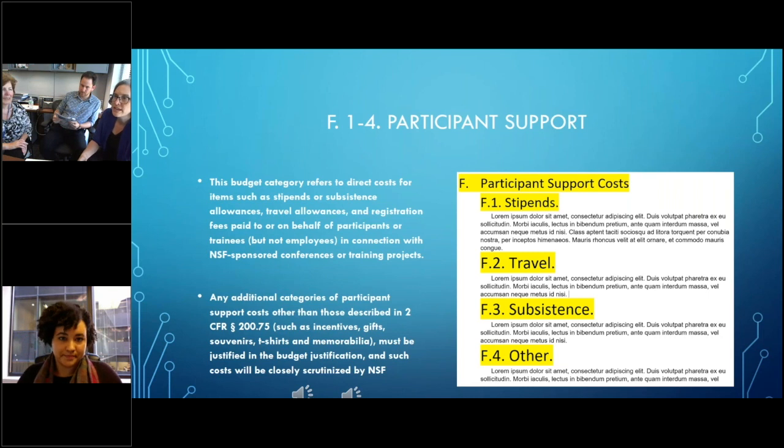Training materials, that is probably in G1 under materials and supplies. So if it is not going, if it's not directly going to the body of the participant, it is typically in G.